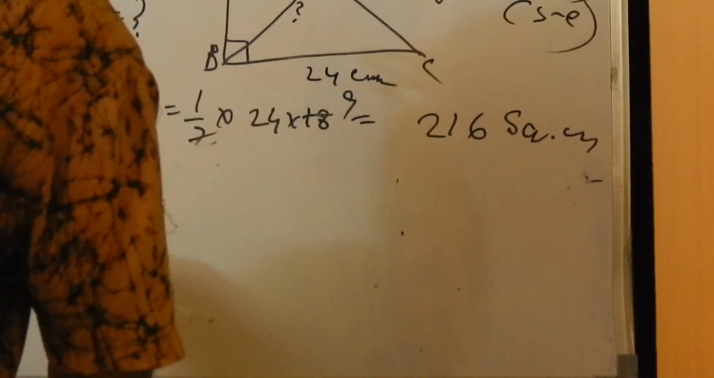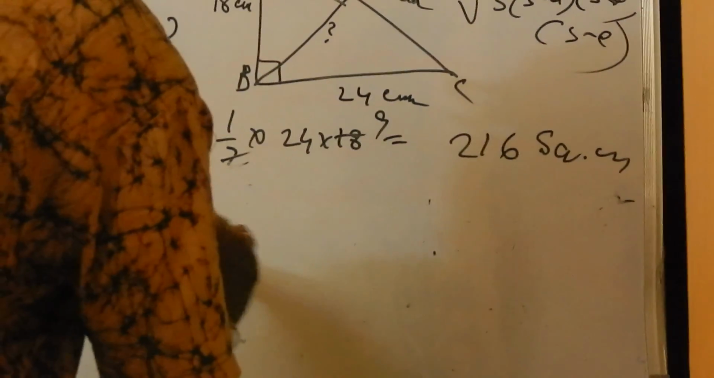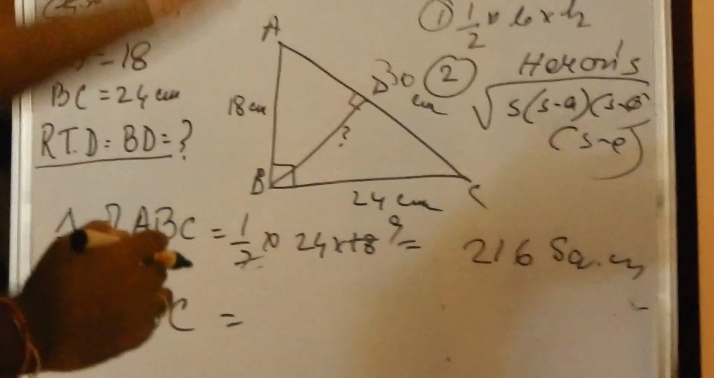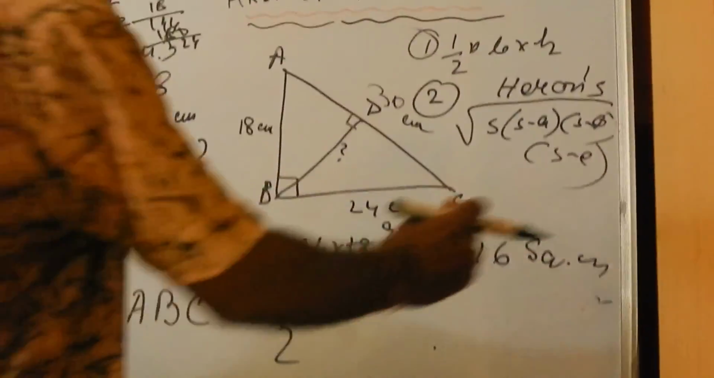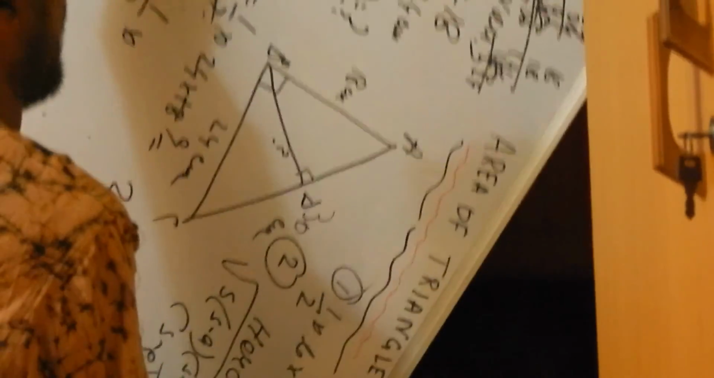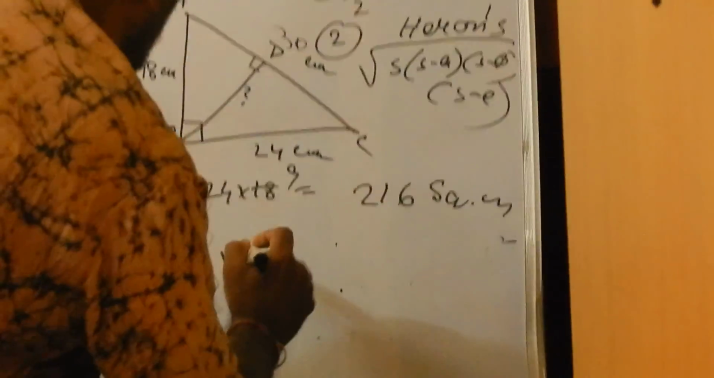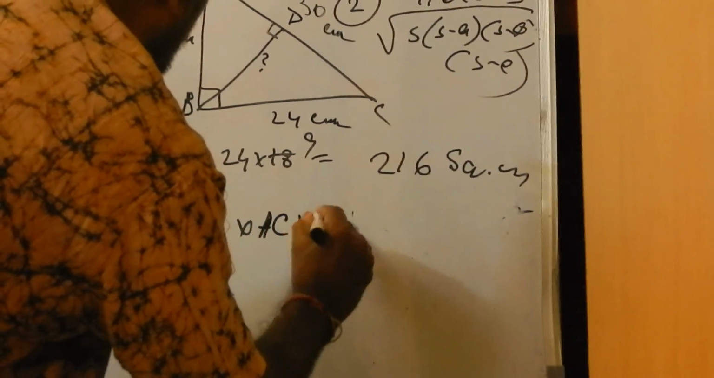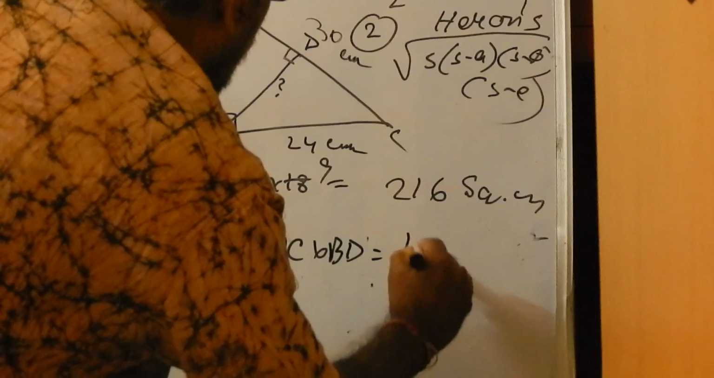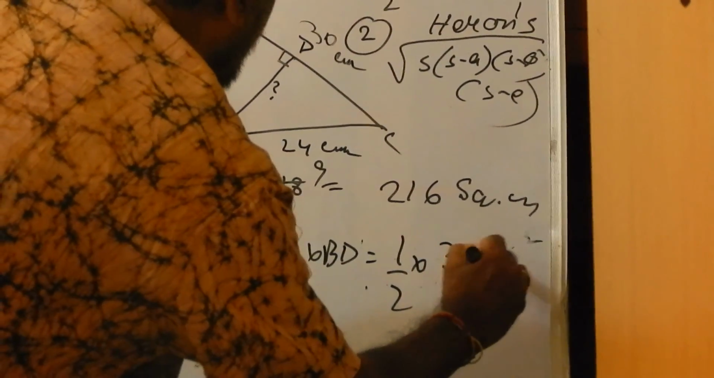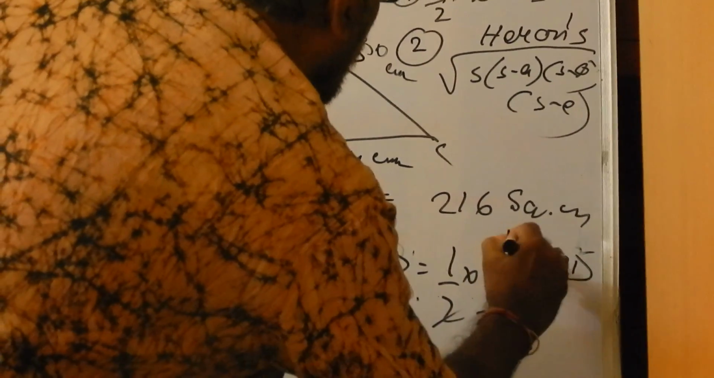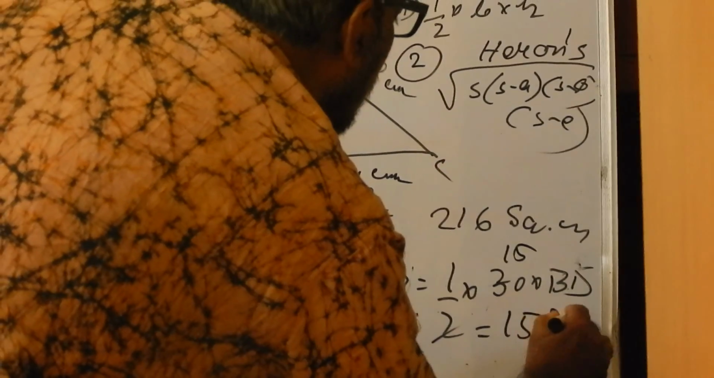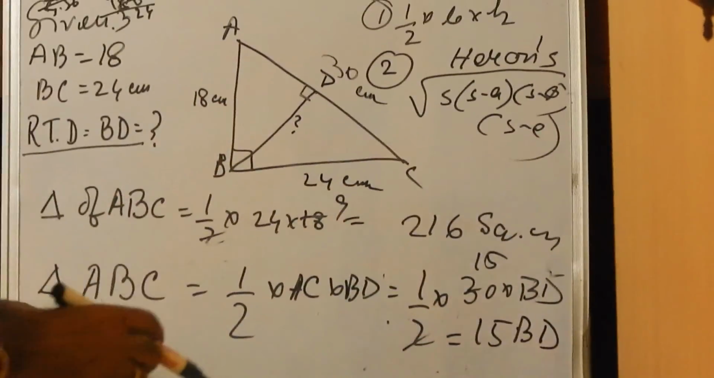So now another way, area of ABC in another way was half into the base. As I told you earlier, AC is the base, BD is the height. So half into AC into BD equal to half into 30 into BD. BD is unknown to us. So 15 BD. 15 into BD is the area.